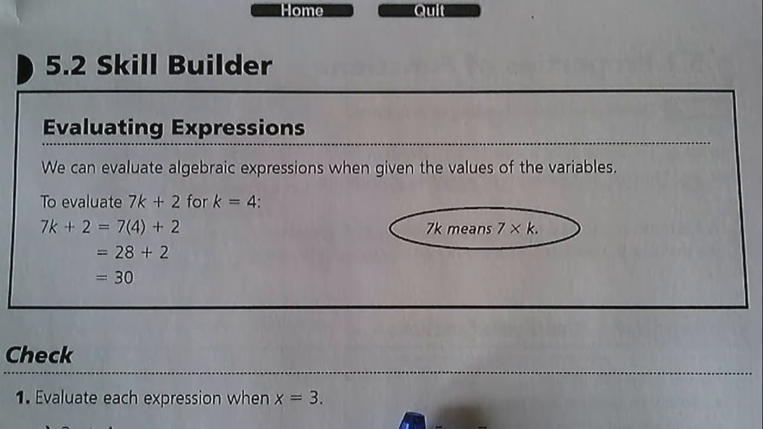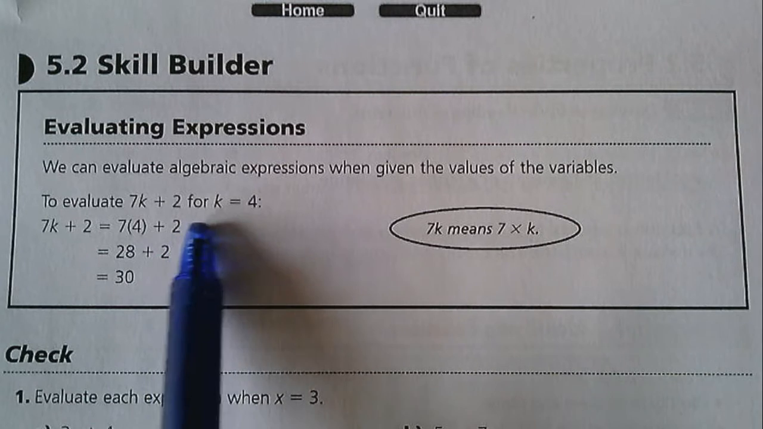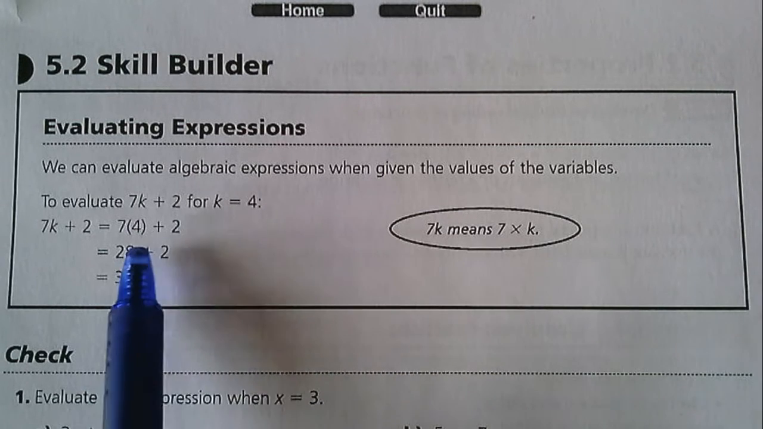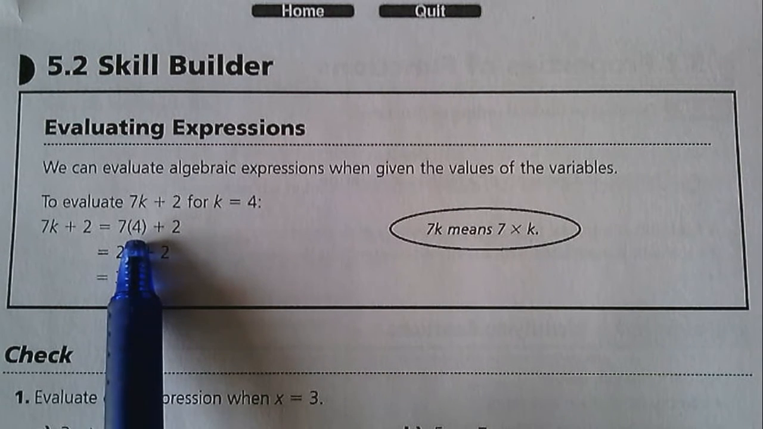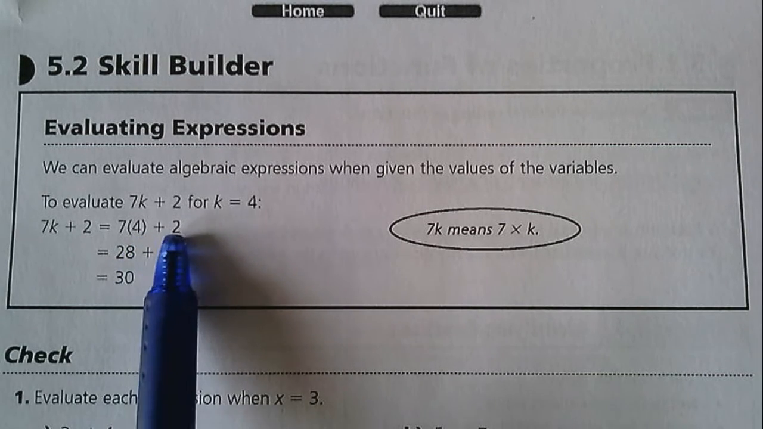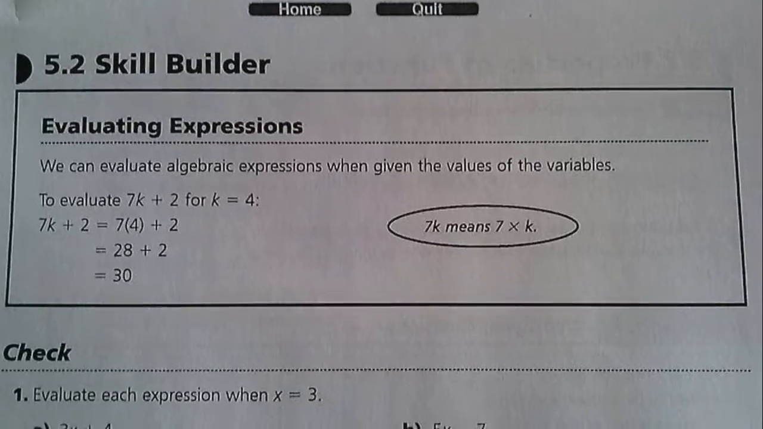So in this example here, they want us to evaluate 7k plus 2 if the value of k is 4. So all we have to do is substitute in k equals 4. Anywhere there's a k, we're going to put the number 4. So here we have 7 times 4, which gives us 28 plus 2. 28 plus 2 is 30. So now we can evaluate that question.